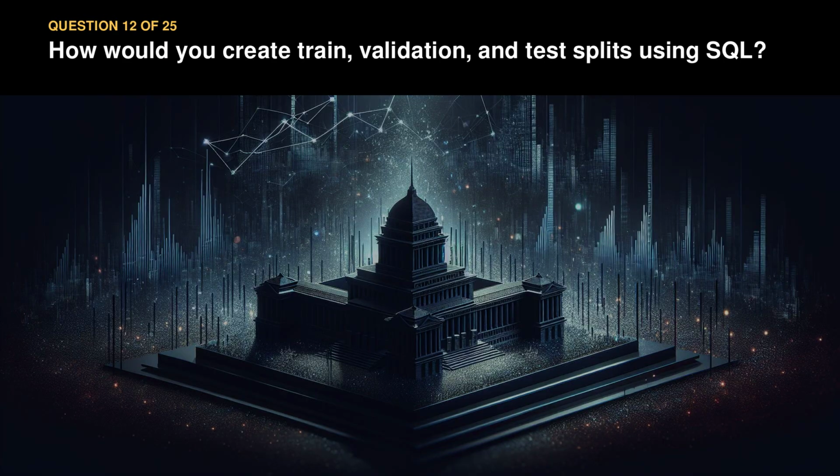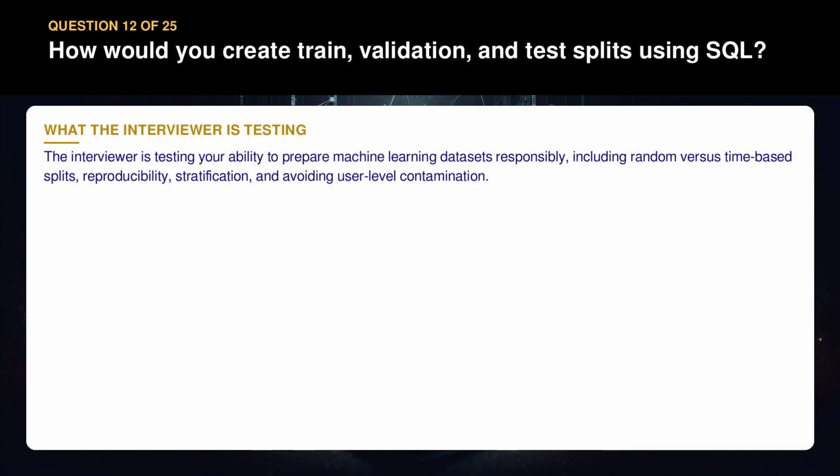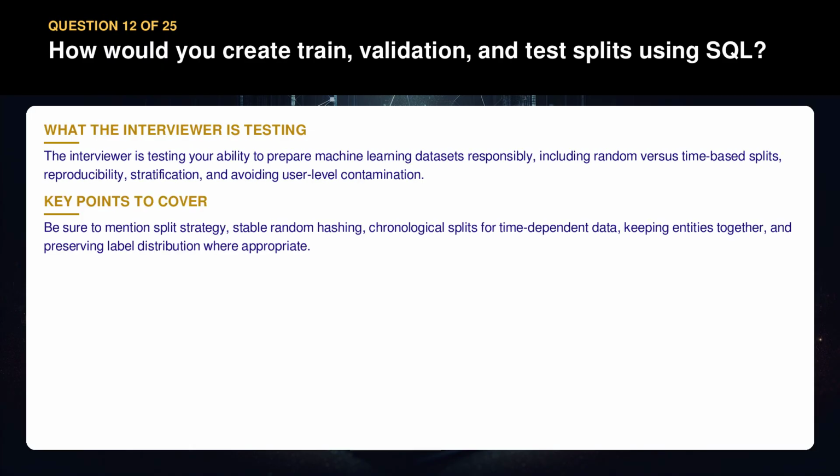Question 12. How would you create train, validation, and test splits using SQL? The interviewer is testing your ability to prepare machine learning datasets responsibly, including random versus time-based splits, reproducibility, stratification, and avoiding user-level contamination. Be sure to mention split strategy, stable random hashing, chronological splits for time-dependent data, keeping entities together, and preserving label distribution where appropriate.